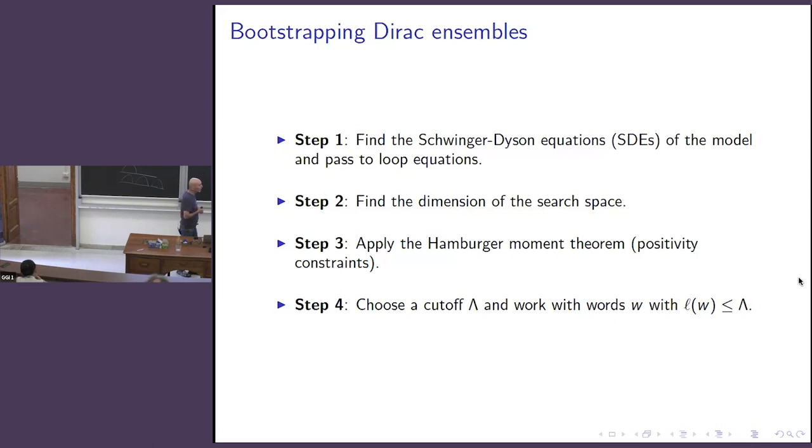And then you have to do some algebraic analysis of these equations. You find the minimum number of parameters that are free, and you have to be convinced that the rest of the moments that will enter into the game depend on these first few. It's kind of the start of the recursion process, though it's not quite a recursion. Then we apply the Hamburger moment theorem, which is basically positivity constraints. This is not difficult to understand at all, I will tell you. And then choose a cutoff and work with the words in moments of some length.